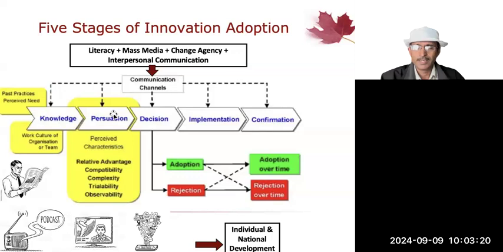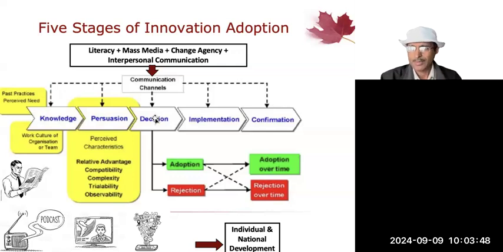And persuasion, and this should be perceived, meaning there are some stages like relative advantage, how advantageous is this, compatibility, complexity, triability, observability. I will discuss this in the next slide. And they will decide then. Still, the communication channel is playing a very good role. Adoption, rejection, adoption over time, rejection over time.